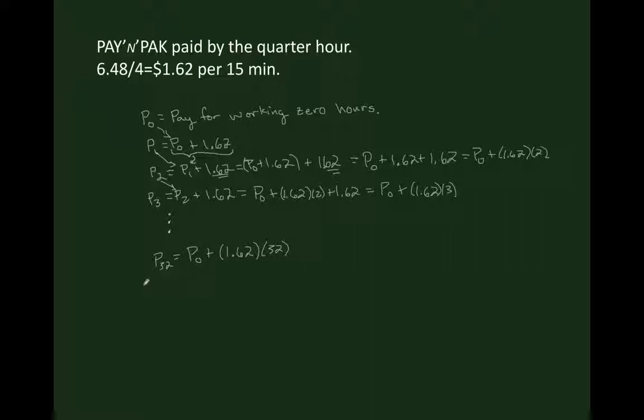Now we could also generalize this even further, by thinking about what would P sub n be. So for any number of quarter hours, we could write this formula as the initial pay amount plus $1.62 times n.